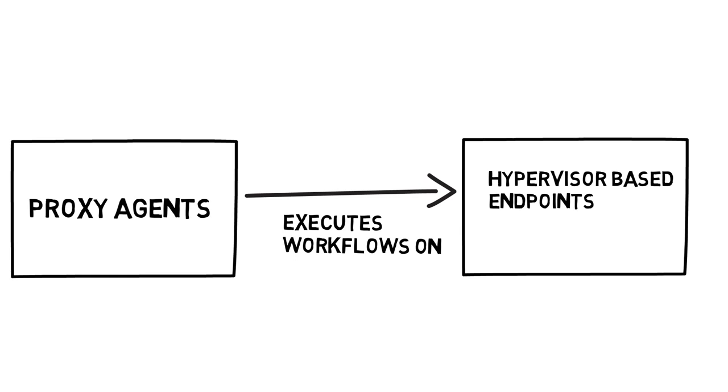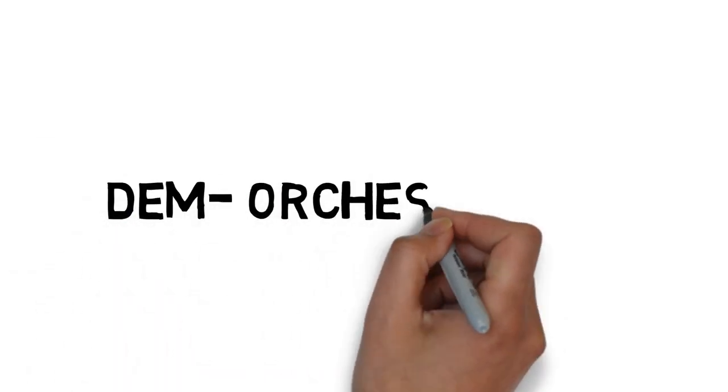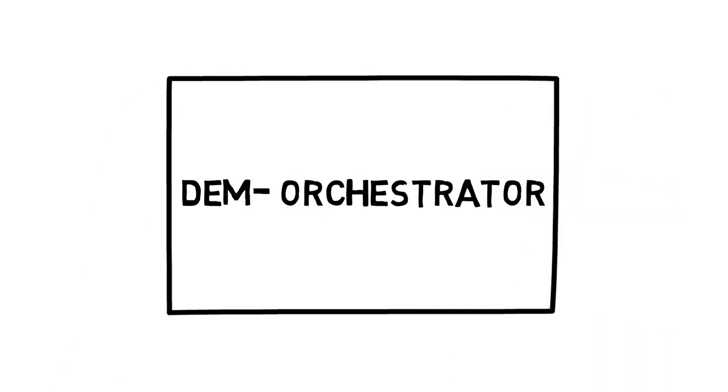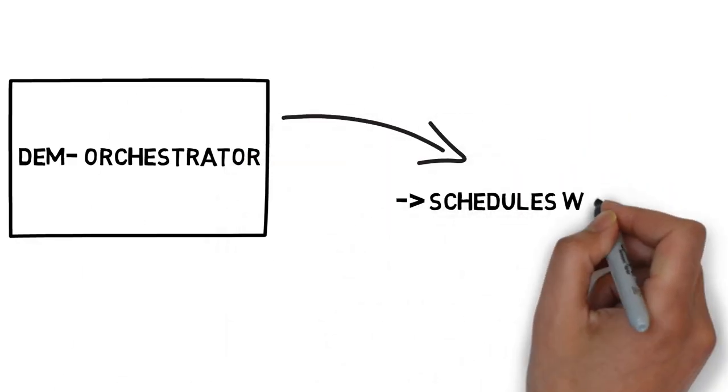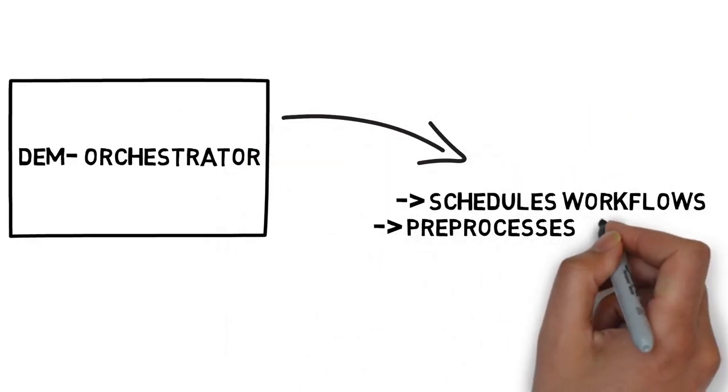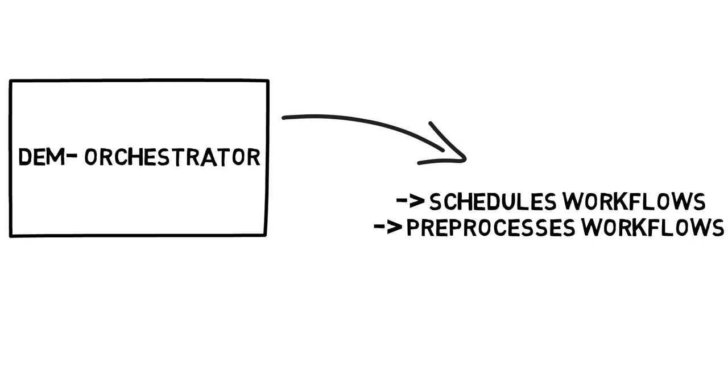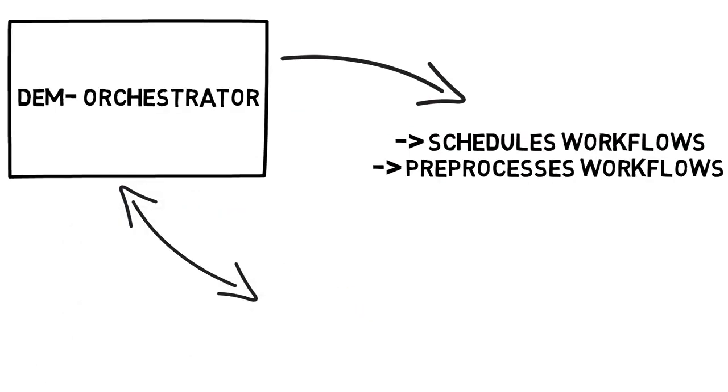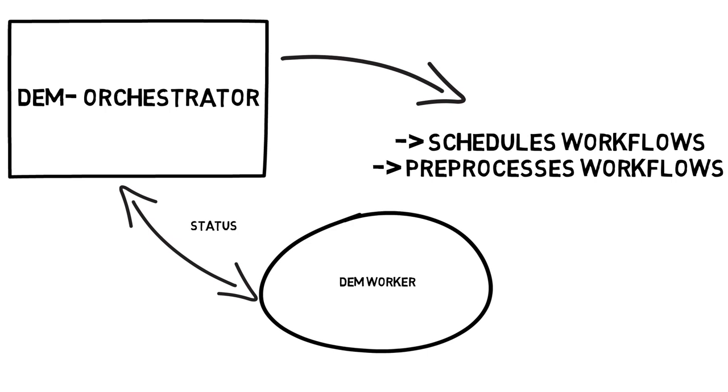The final component in the IAS section is the DEM orchestrator. It schedules the workflows that are going to be executed by the DEM workers. Other than that, it also pre-processes the workflows before they are executed by the DEM worker. It has one other task, that is it keeps checking the status of the DEM worker so that it knows whenever a DEM worker goes down.